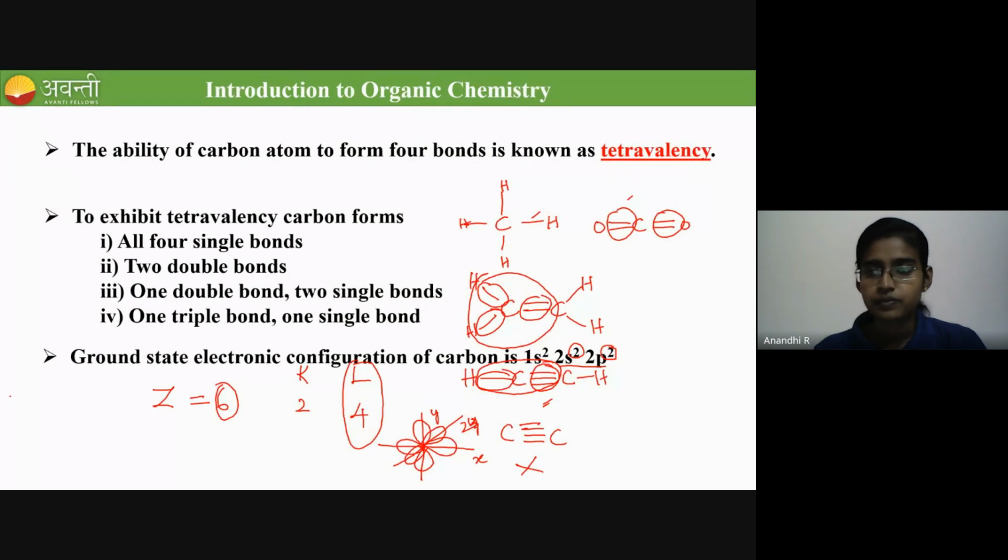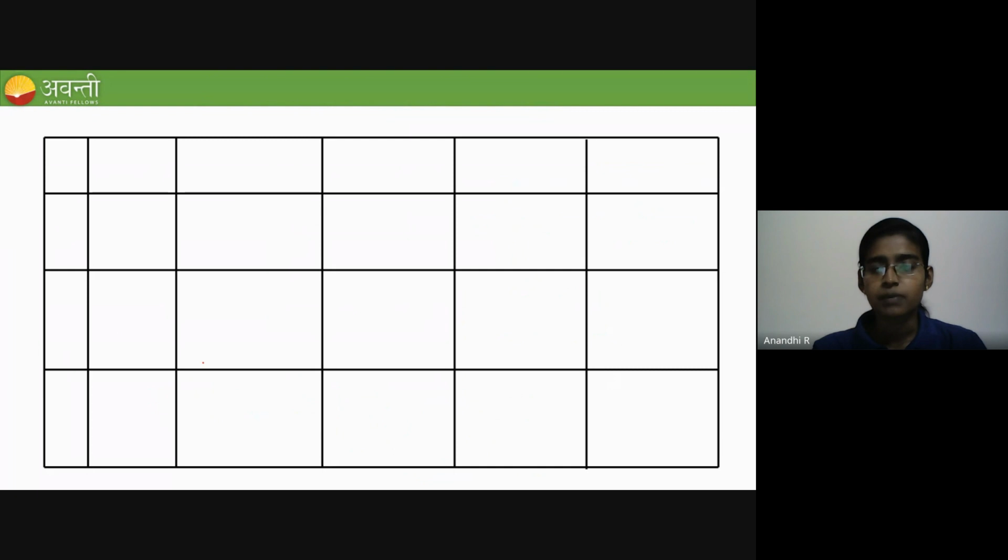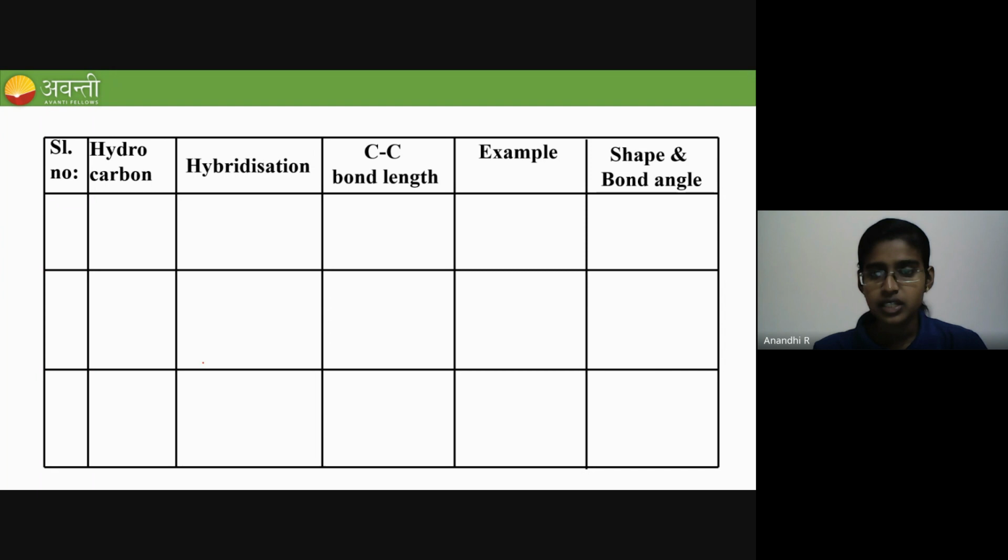Okay. I'll move on to the next topic. Next topic in the sense you are going to see a tabular column, which is very important for your exam, which consists of hybridization, bond length, shape, and bond angle. So, coming to the first, alkanes, there are 3 different types of hydrocarbons we have.